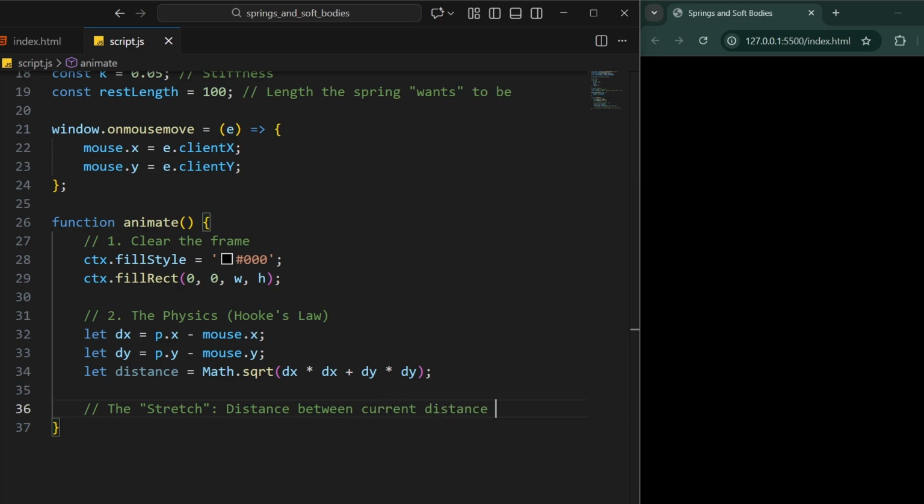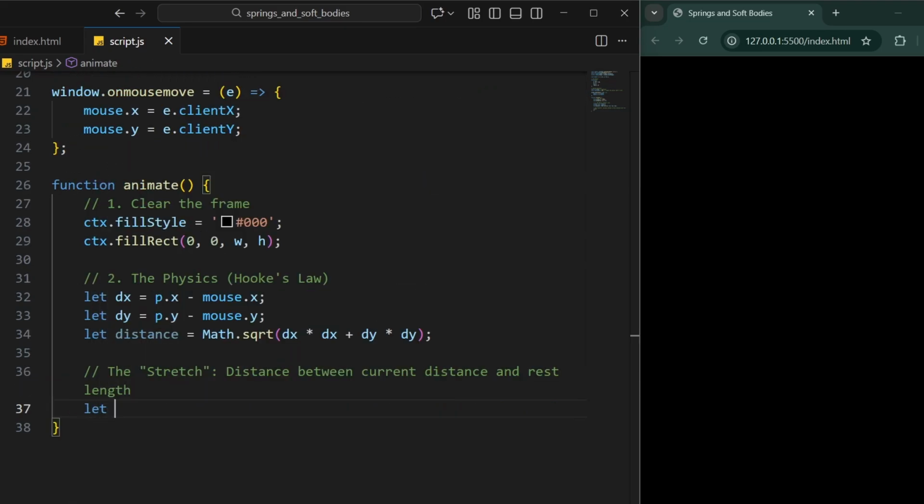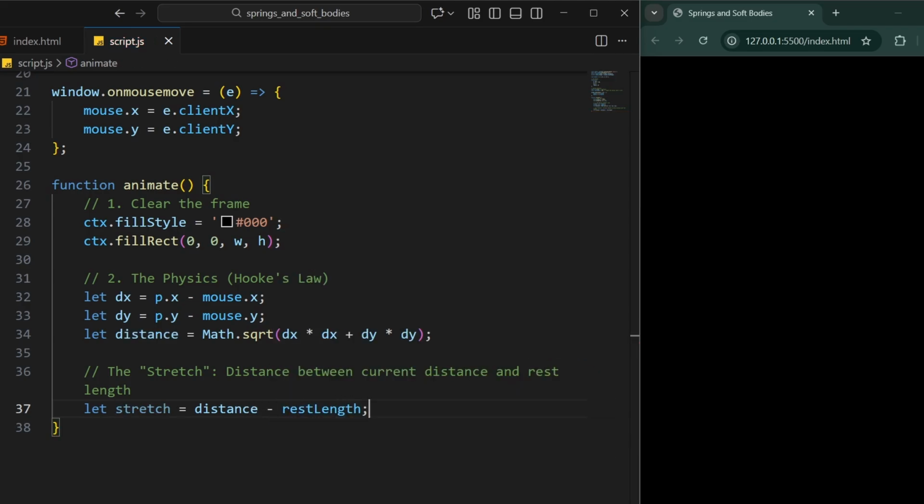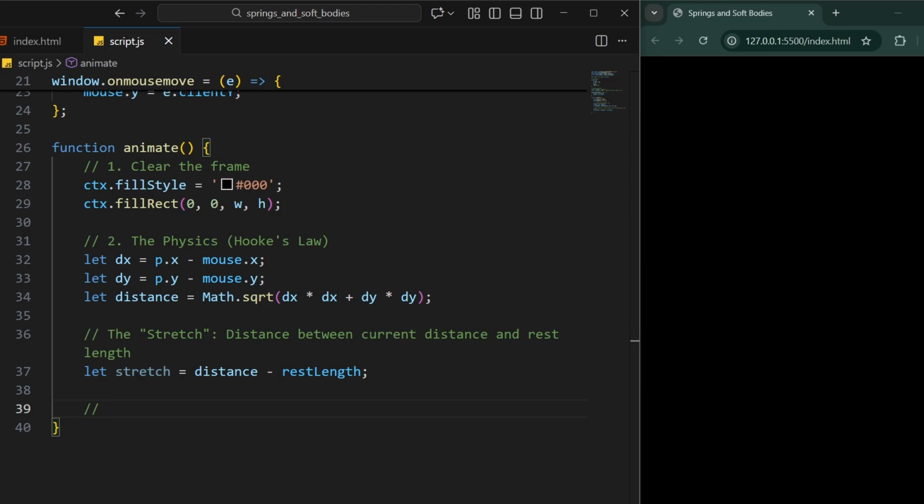And notice, we are not applying force yet. We are just observing the current state of the system. That's what simulation is. Measure first, react second. This line right here is incredibly important. Now we calculate the force. We multiply our stretch by the stiffness.